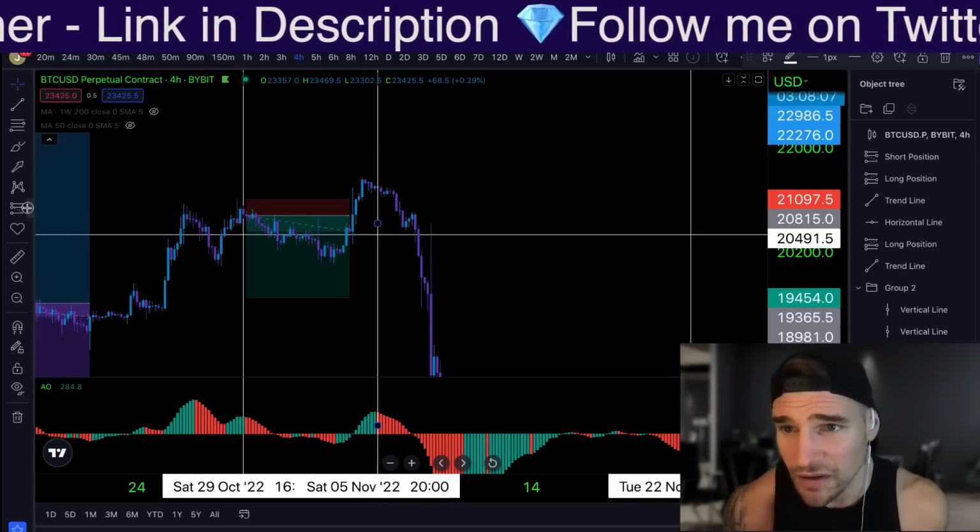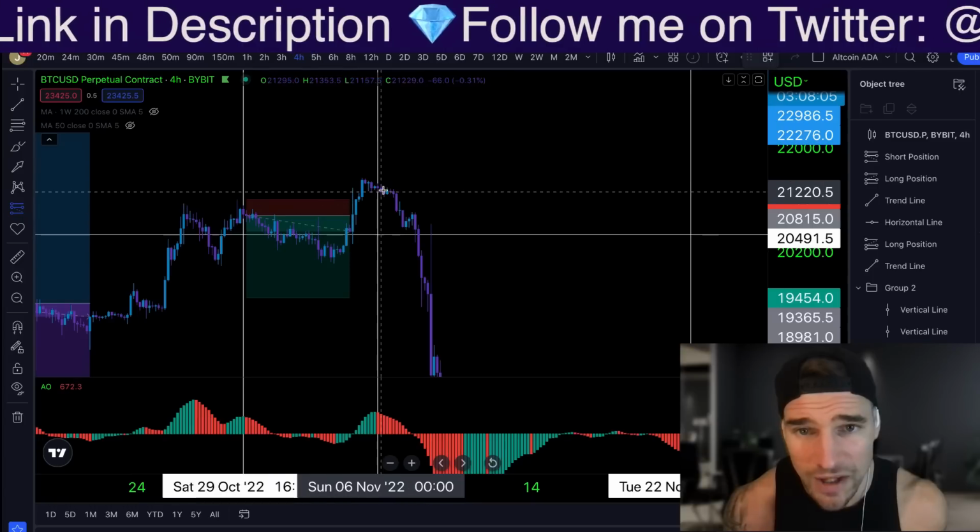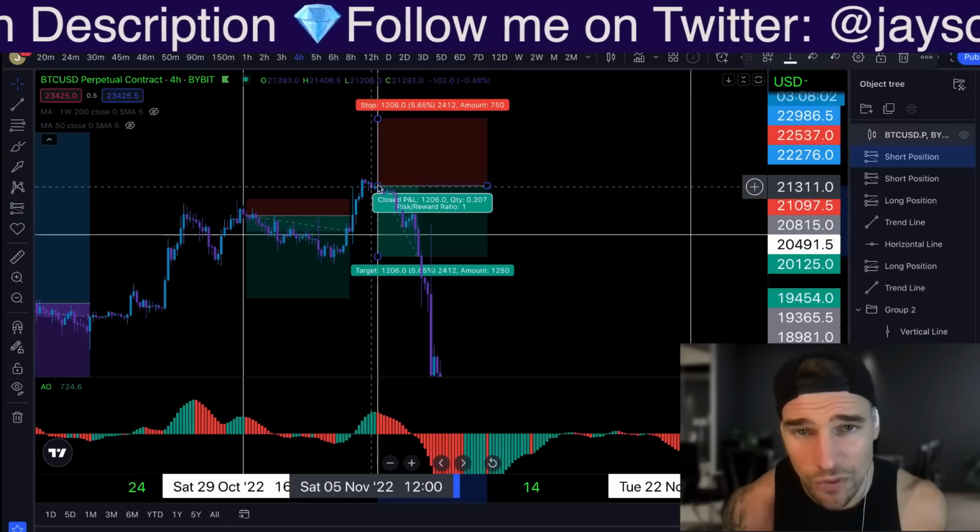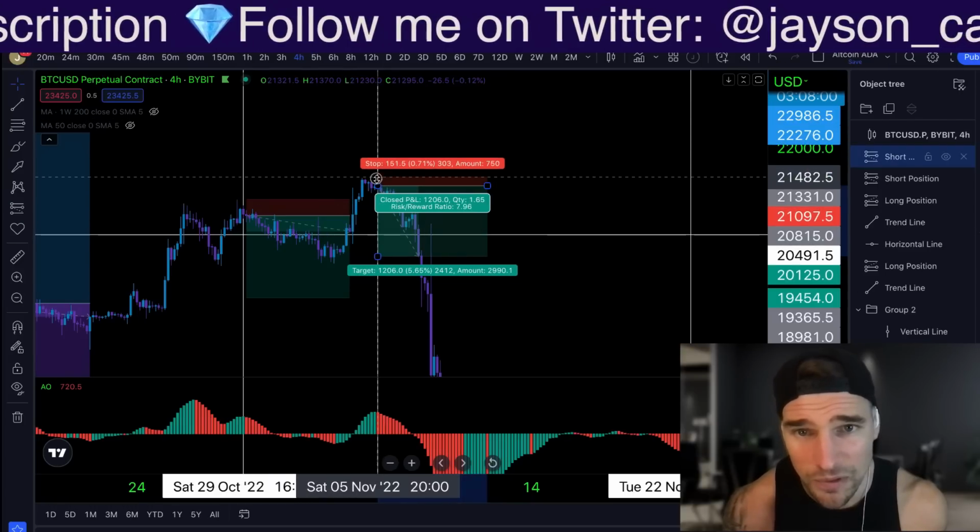So right here, we get our next move. This is actually the short before the FTX news came out. Right, that's what's so cool about TA. Honestly, it will tell you the news before the news happens.